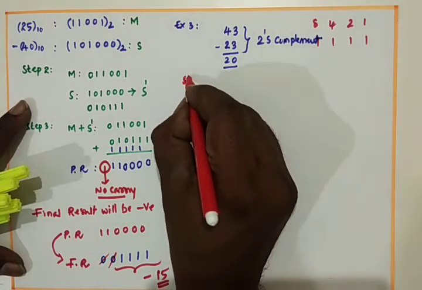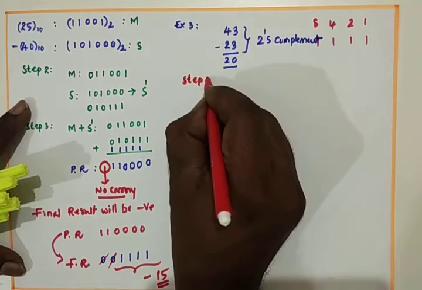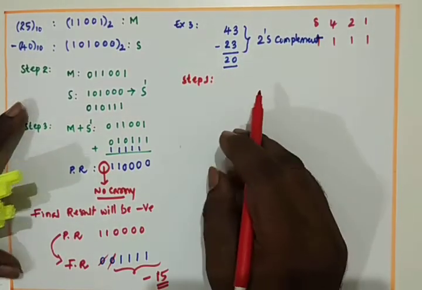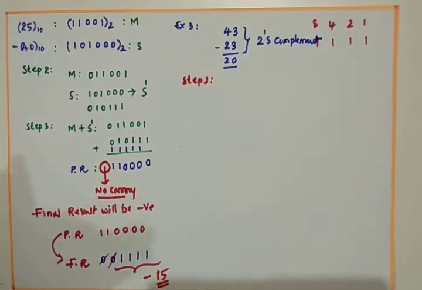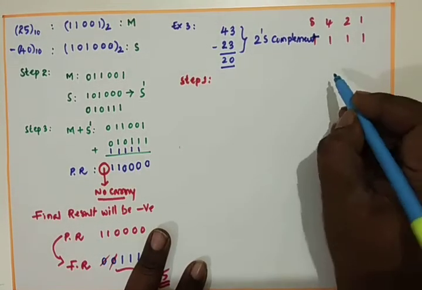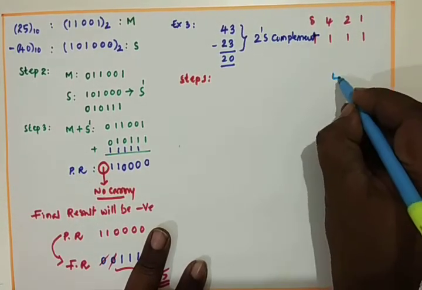We have to convert the given data into the binary form. First one is what? 43 has to be converted into the binary, and the 23 has to be converted into the binary. Then first I am going with the 43.